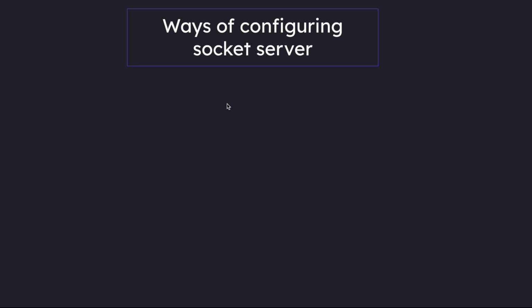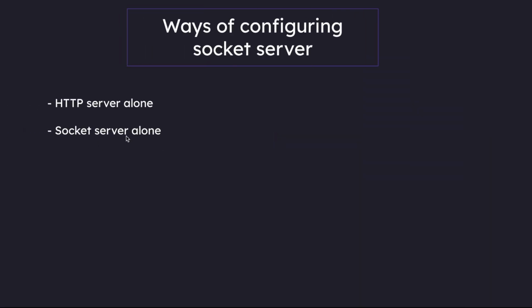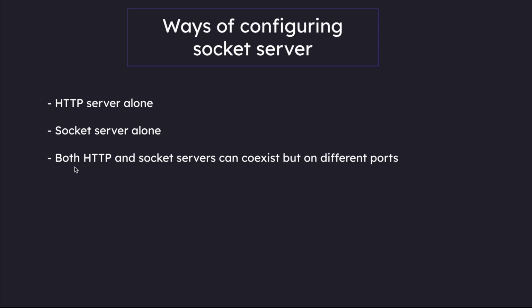If you're coming from a Node.js background, you should know that we can easily set up an HTTP server alone. Right now you can see that we've set up the socket server alone. But if the situation arises, we can have both the HTTP as well as the socket servers coexist but on different ports. And we can also have them listen to the same port as well.